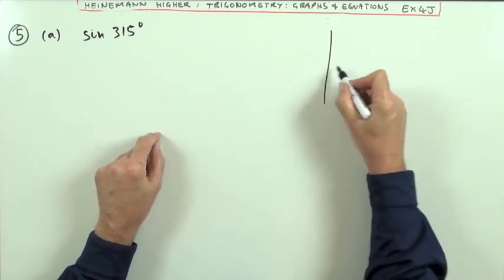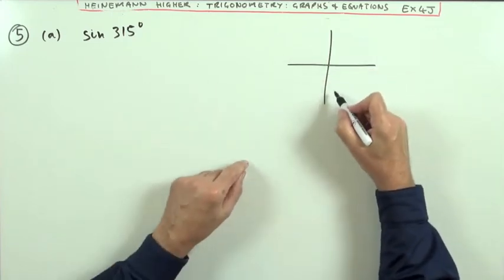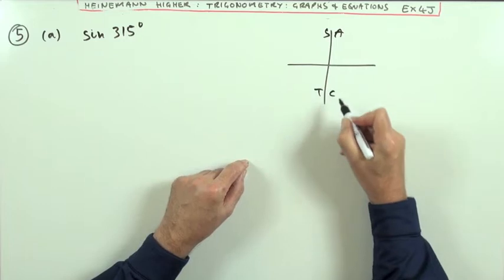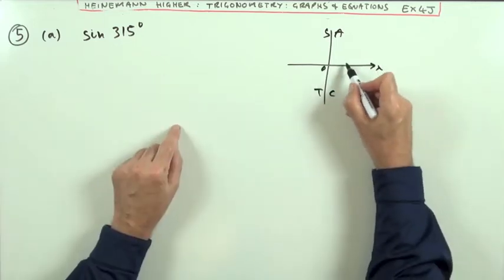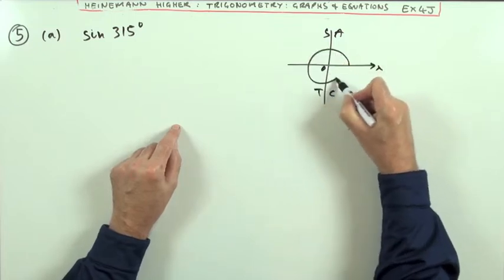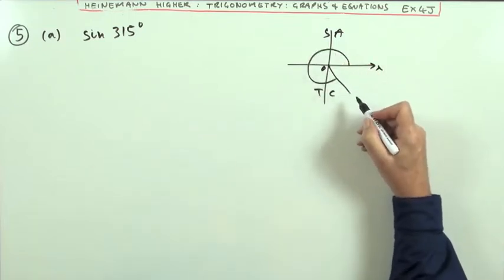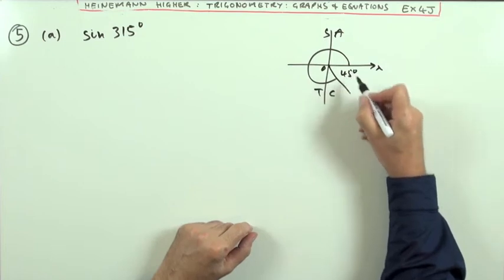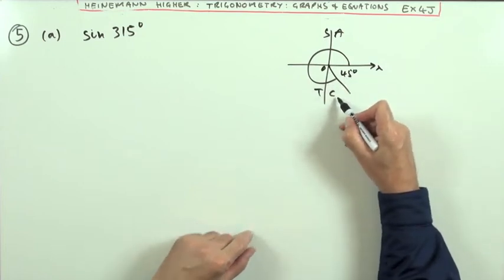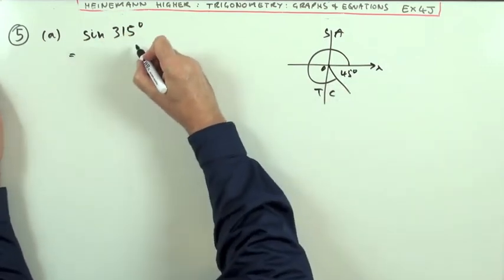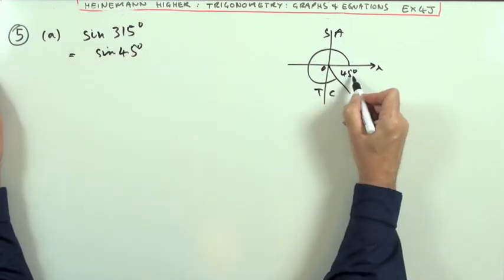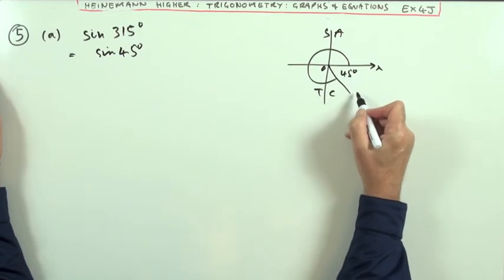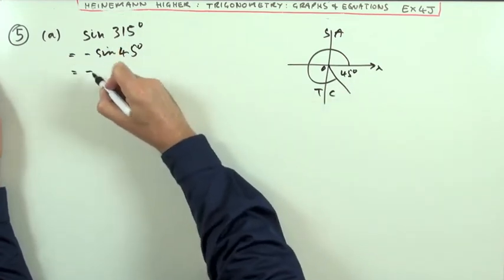Now, I could use the graph, but I think I'll just stick with that CAST diagram, the all, sine, tan, cos, and figure out from the positive x, where does 315 end up? So if I spin round 315, I'm going to end up here. I'm going to end up with 45 degrees left in a quadrant where only the cosine is positive, which means that the sine of 315 is equal to the sine of 45, because that's the acute angle I'm left with, but in a place where the sine is negative, so negative sine 45.